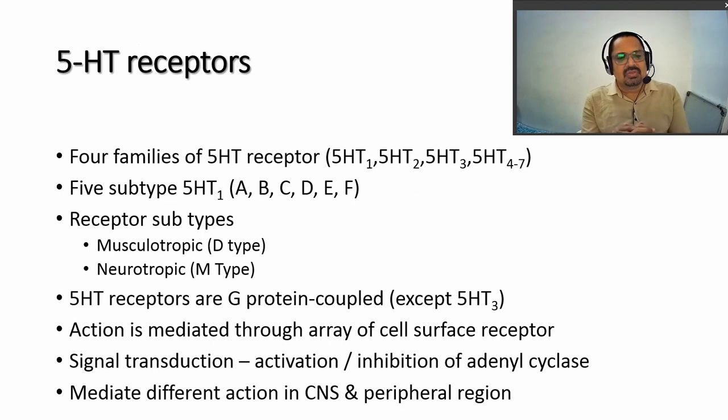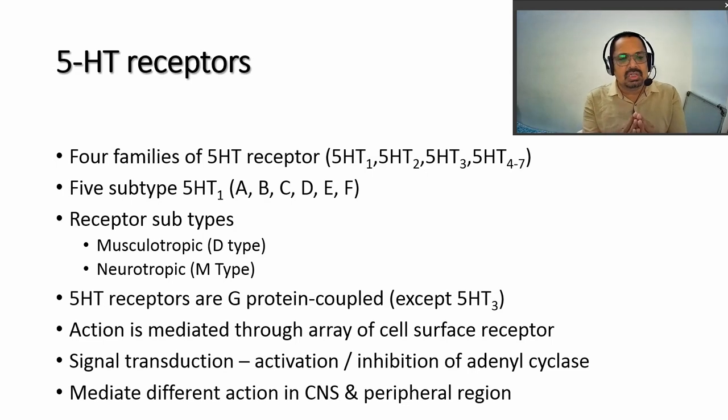Now the next point is 5-HT receptors. What are the different types of receptors through which 5-HT acts? Principally there are families of 5-HT receptors: 5-HT1, 5-HT2, 5-HT3, and the fourth family is 5-HT4 to 7. It is a group of receptors grouped together, so the distribution is not so much. The fourth family comprises 5-HT4 to 7, that is 5, 6, 7.